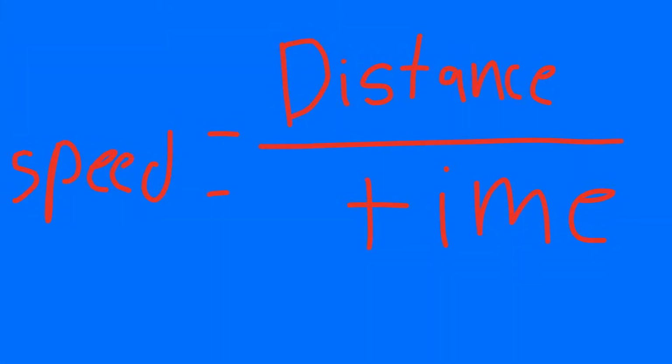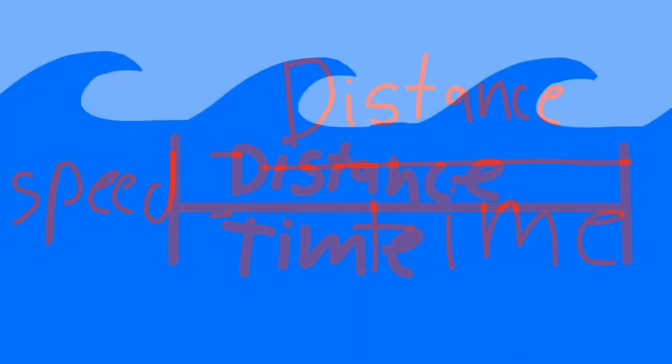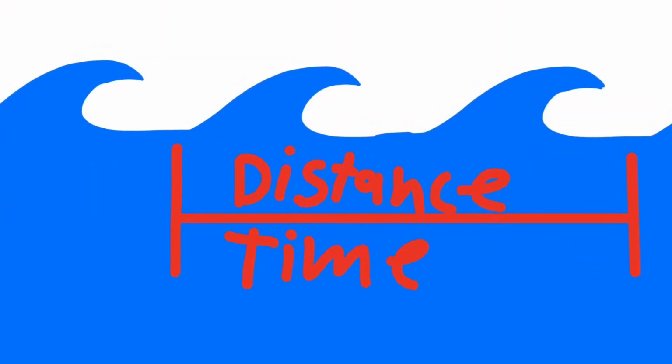Wave speed is the distance a wave travels in a given amount of time, such as the number of meters it travels per second. The formula to find the speed is you need to grab the distance and divide it by the time.